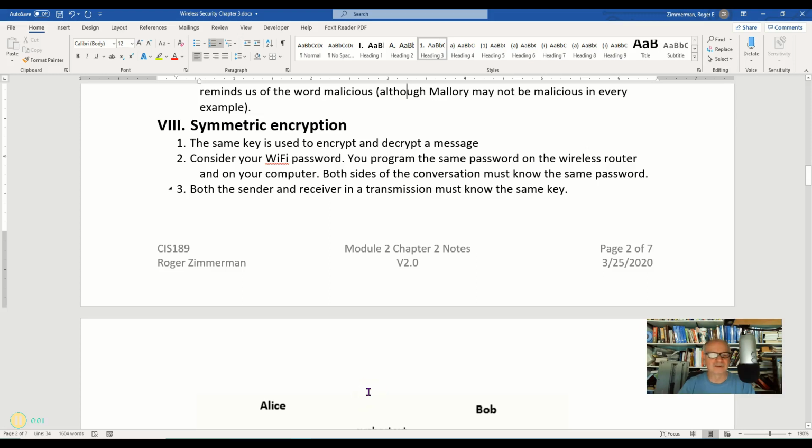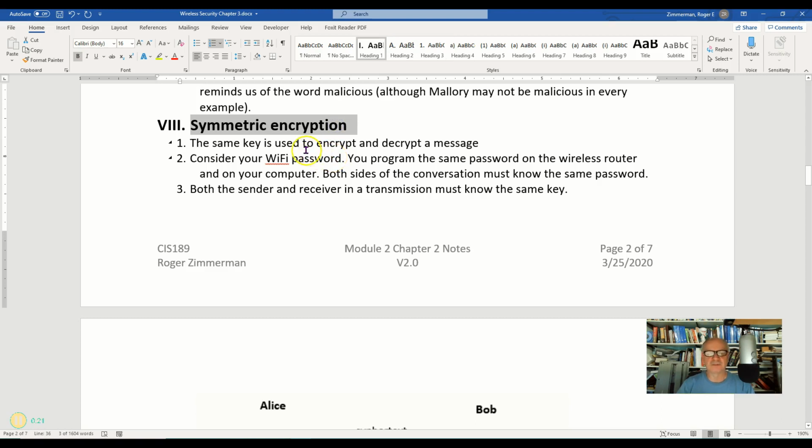Now we're really going to get into the meat of this stuff. We're going to talk about two, and for now one, of the modern day encryption types, the types of algorithms. We're going to begin to categorize these things. So the first one is symmetric encryption.